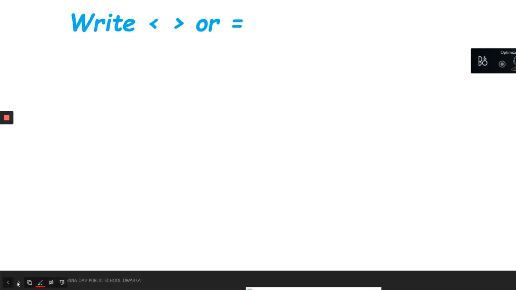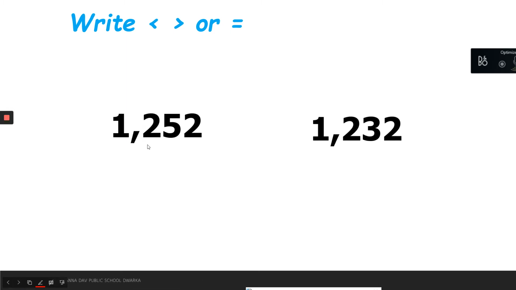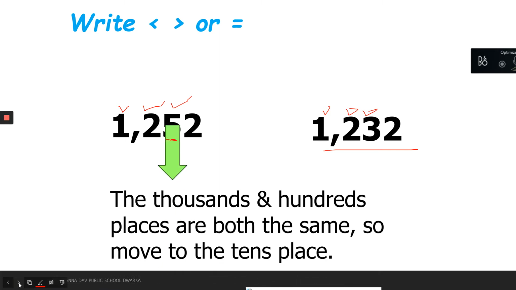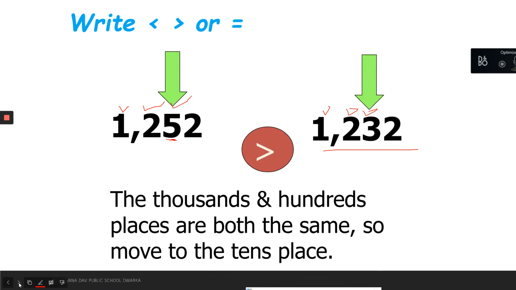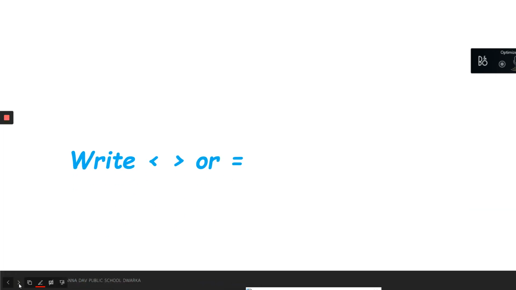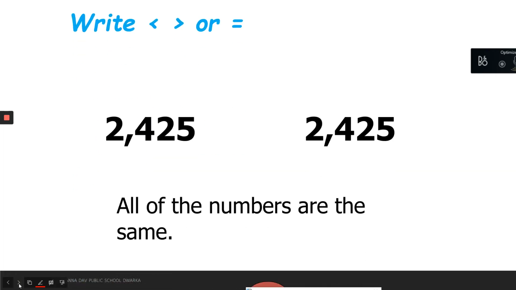Okay, children. So next, here again we have 1252 and here we have 1232. Now again start comparing from the highest place. 1, 1, 2, 2. At the tens place we have 5, here we have 3. So since 5 is more, automatically 1252 becomes greater.